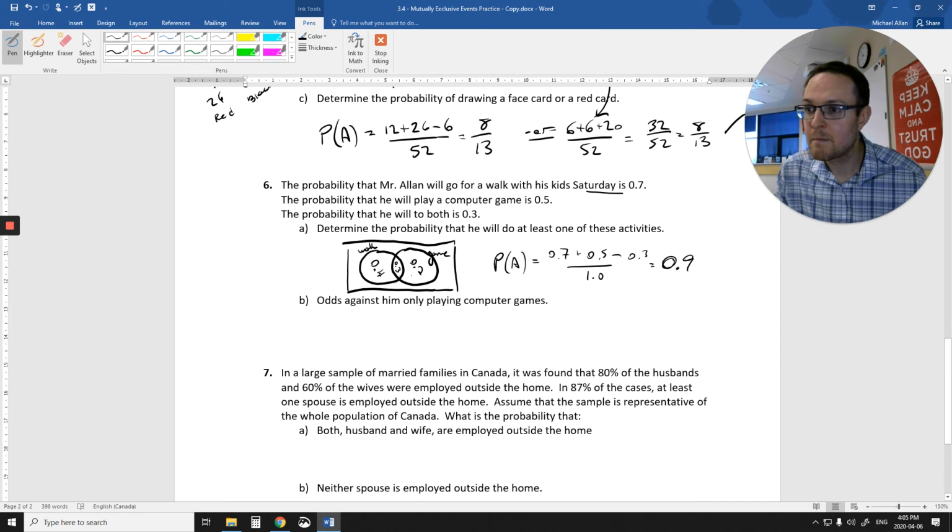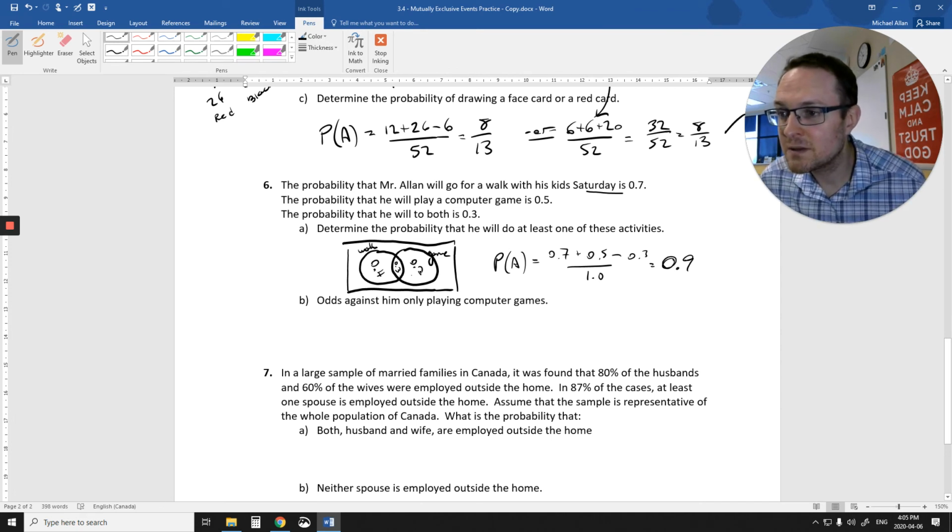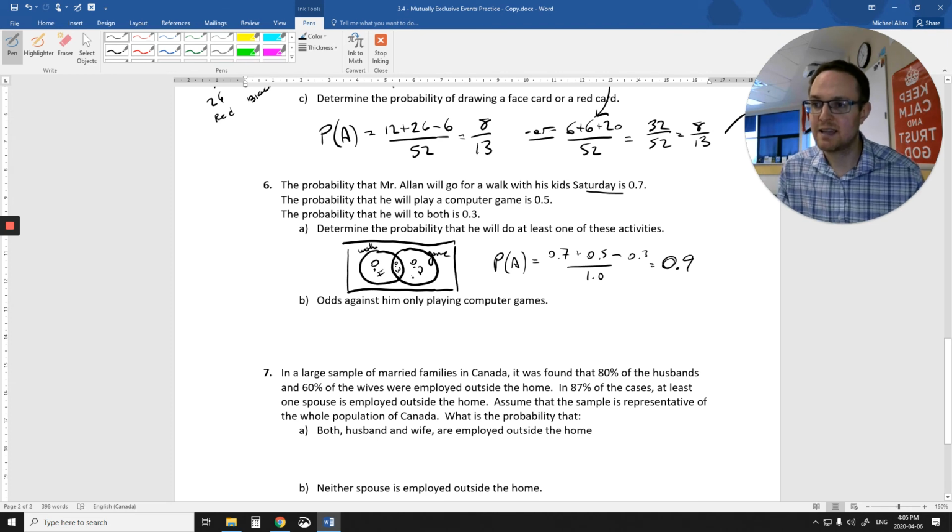And you can add that up. 0.4 plus 0.3 plus 0.2 plus 0.5 plus 0.4. That's 0.9, yep. So I could just add those up in the boxes here. If I wanted to, I could say the probability of this happening, walking or game, is just 0.4 plus 0.3 plus 0.2 divided by 1. It ends up being 0.9 as well. So they're both the same.